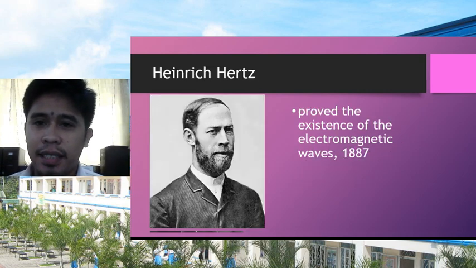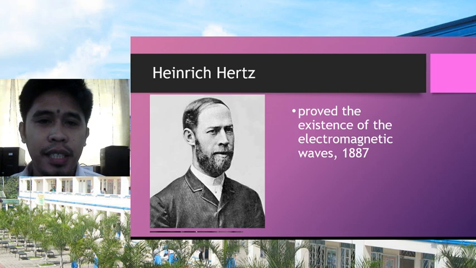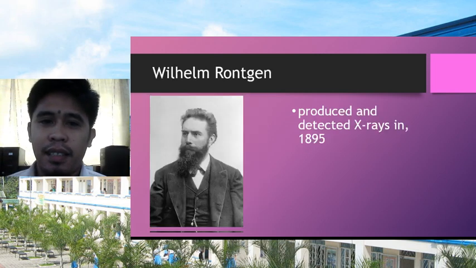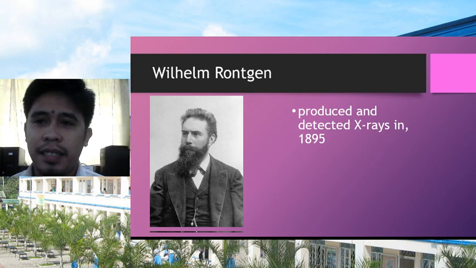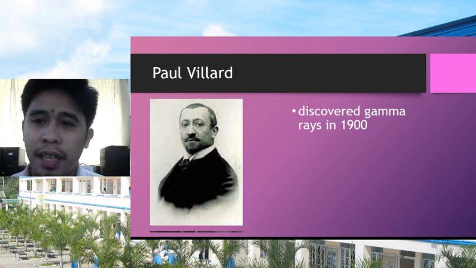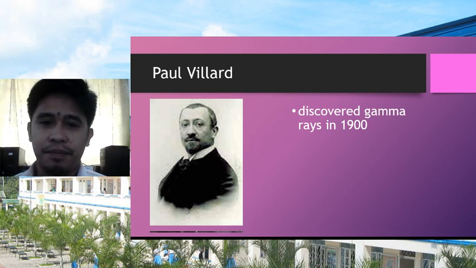In 1887, Heinrich Hertz successfully produced the first radio waves by experimenting with his calculations using Maxwell's equations. In 1895, a new electromagnetic wave was discovered by Wilhelm Röntgen, which was later called X-rays. The last discovered electromagnetic wave was the gamma ray, discovered by Paul Villard in 1900 while studying the radiation of uranium.